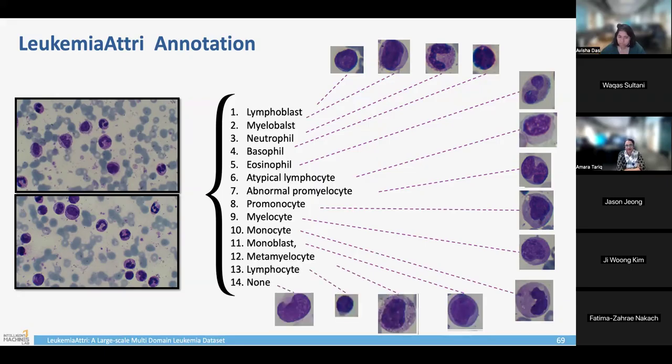So, yeah, these are the 14 classes, and the none class is very important because there are a lot of cells where the doctors themselves are not confident which kind of cell it is, or whether this is the cell or this is something else. Obviously these are white blood cells, but whether they are normal or abnormal, even with multiple doctors, they are not sure of the class. So we put it as a none class.